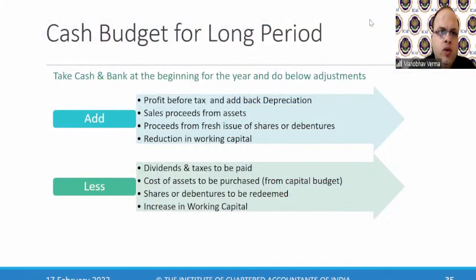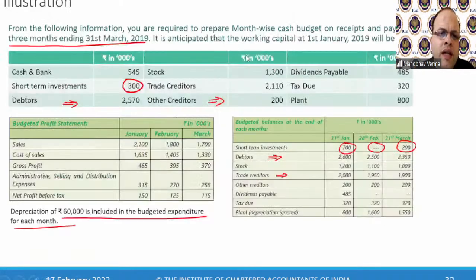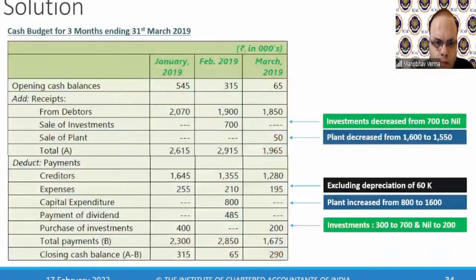Okay, guys, so welcome back. I was looking at one of the questions from the previous illustration from Madhushri. Madhushri, we did not include other creditors because the ending and the beginning balances were the same, right? In the creditors, the other creditors were 200 throughout, so there was no change in their balance. Okay, that's the reason.